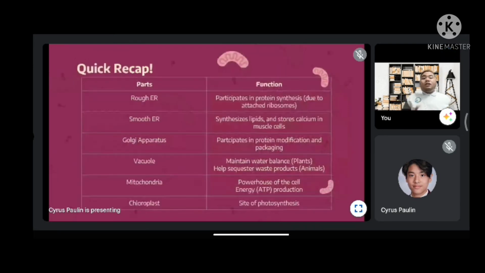Quick recap. Rough ER participates in protein synthesis due to attached ribosomes. Smooth ER synthesizes lipids and stores calcium in muscle cells. The Golgi apparatus participates in protein modification and packaging. The vacuole maintains water balance for plants and helps sequester waste products for animals. Mitochondria power up the cell through energy or ATP production. Chloroplast is the site of photosynthesis. So let us continue.